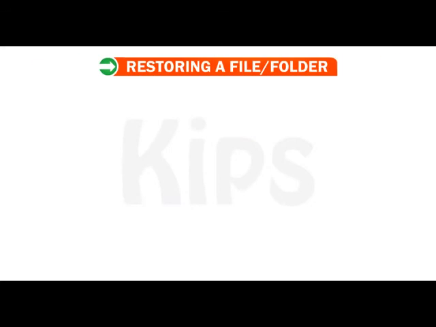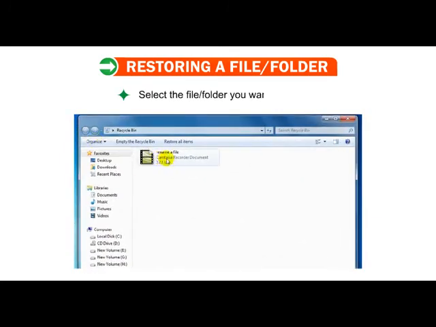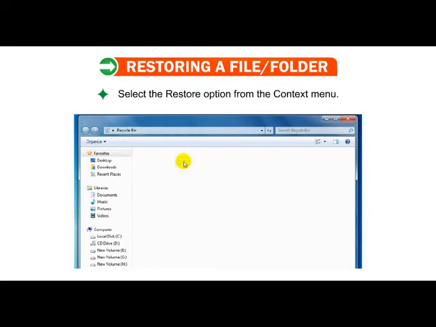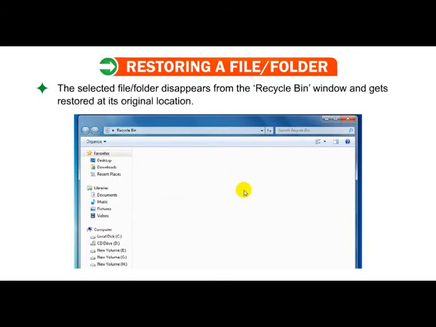Now let's talk about restoring a file or folder. The files or folders which are deleted can be restored to their original locations. To restore a deleted file from the Recycle Bin, open the Recycle Bin folder. Select the file or folder you want to restore. Click on the Restore this item option on the toolbar. Or right-click on the file or folder you wish to restore. Select the Restore option from the context menu. The selected file or folder disappears from the Recycle Bin window and gets restored at its original location.